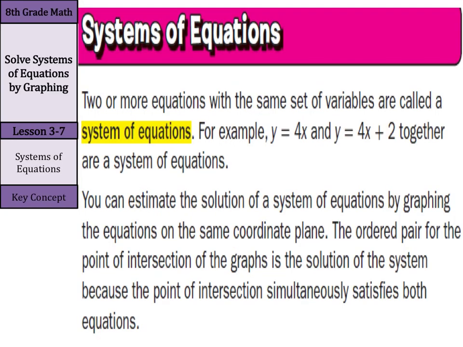Now, what is a system of equations? Two or more equations with the same set of variables are called systems of equations. For example, y equals 4x and y equals 4x plus 2 together are a system of equations. You can estimate the solution of a system of equations by graphing the equations on the same coordinate plane. The ordered pair for the point of intersection of the graphs is the solution of the system because the point of intersection simultaneously satisfies both equations. Think back to the last example where you had an intersection at the last hour there. That's what we're going to be looking for, but on our graphs.